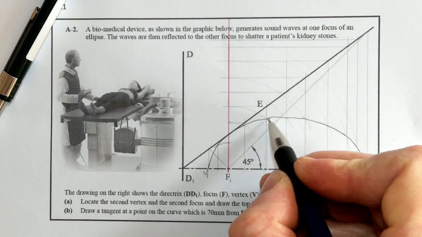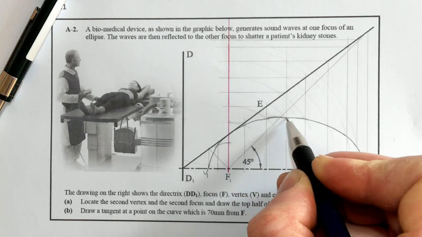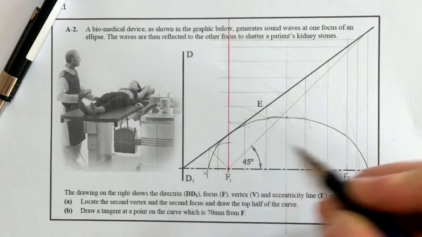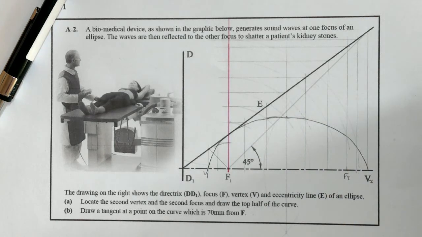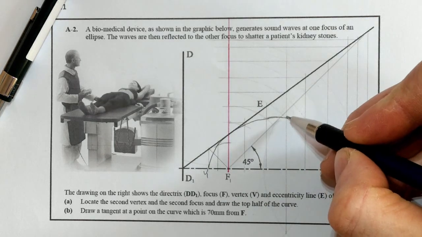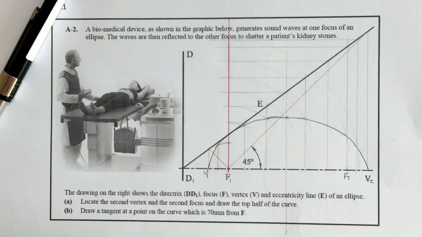Now what you'll also notice there is that the point on my minor axis, which I found there by bisecting, that is the top of the ellipse. That's the highest point there on the ellipse. And there's then the top half of the curve, which they've asked us to draw in part A.